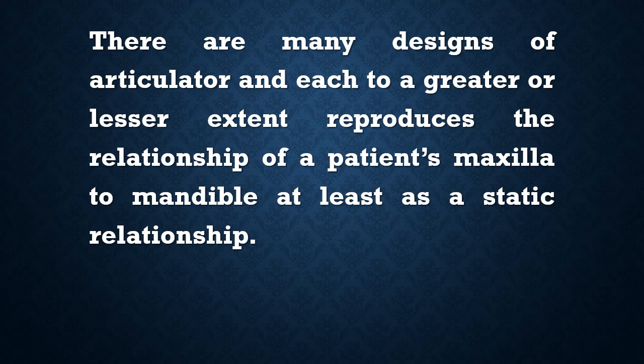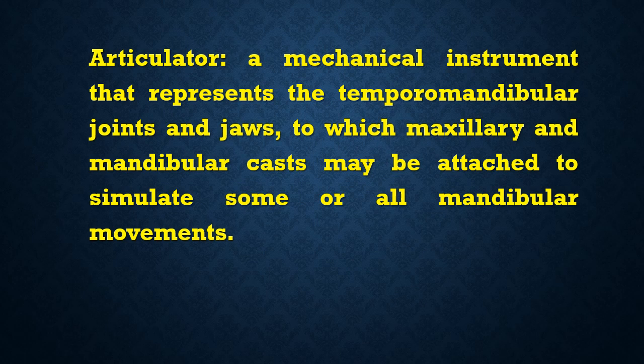There are many designs of articulator, and each to a greater or lesser extent reproduces the relationship of the patient's maxilla to the mandible, at least as a static relationship. Simply, an articulator is a mechanical instrument that represents the TMJ and jaws to which maxillary and mandibular casts may be attached to simulate some or all mandibular movement.